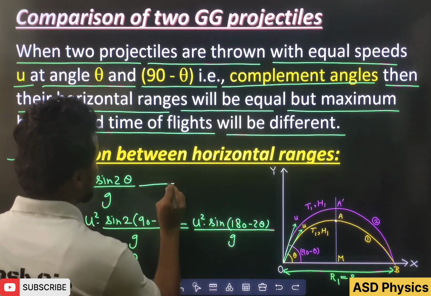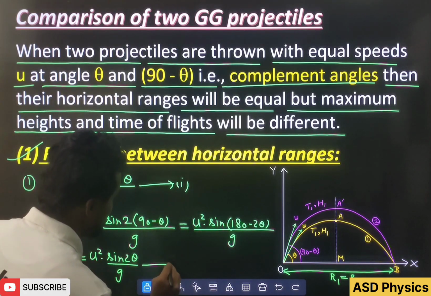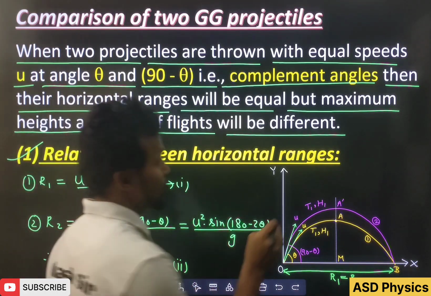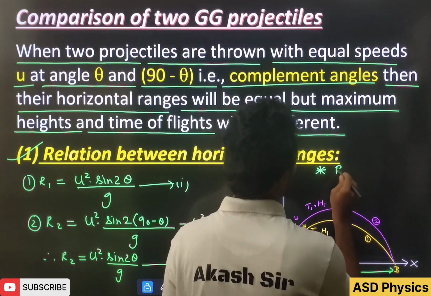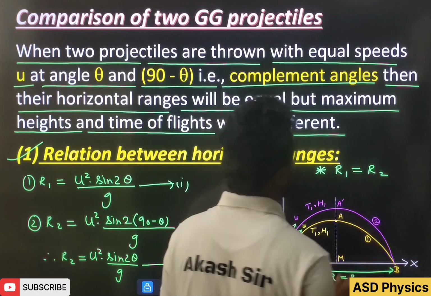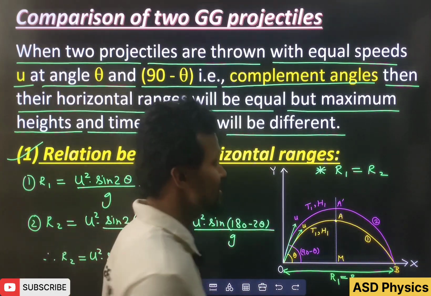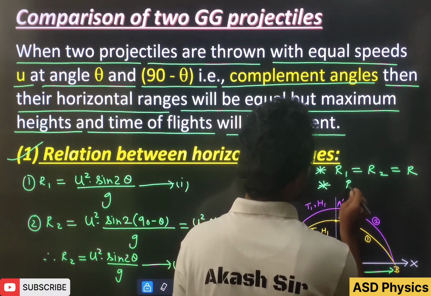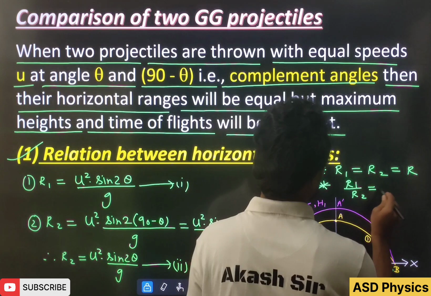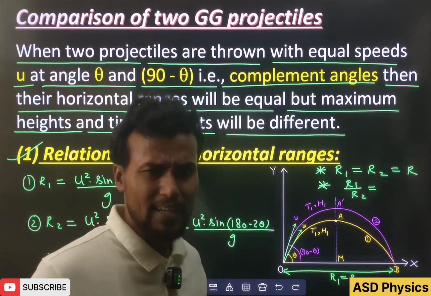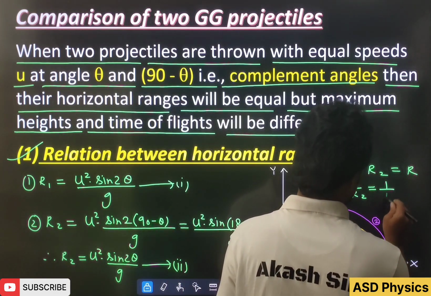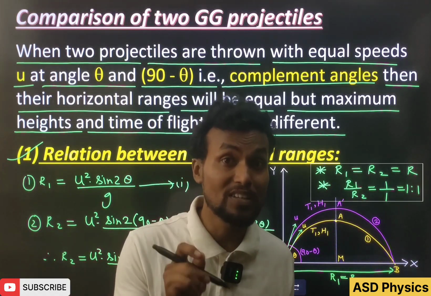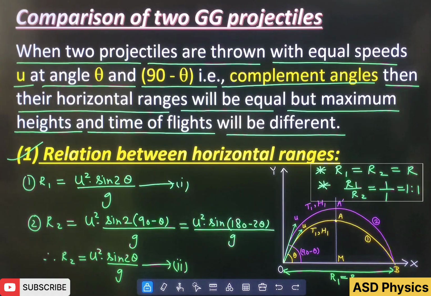So if I see equation 1 and equation 2, what is happening is that both these ranges are the same. Okay, that means from equations 1 and 2 I can say R1 equals R2, that means the range is the same, R1 equals R2 equals R. Sometimes they will ask a question like what is the ratio of the ranges. So R1 by R2 will be R by R, that will cancel out, so it becomes 1 by 1, or I can say 1:1. Remember that ranges are equal for which angles? Complementary angles. Can you see that very well?